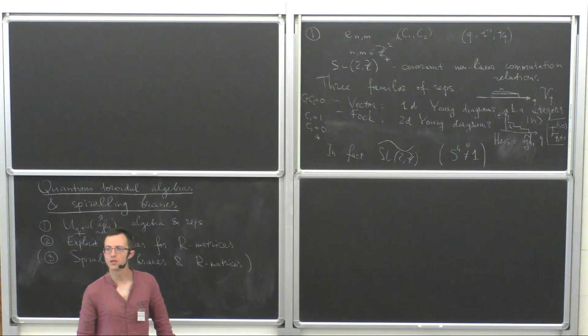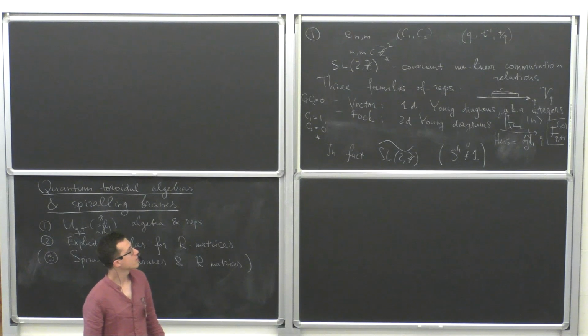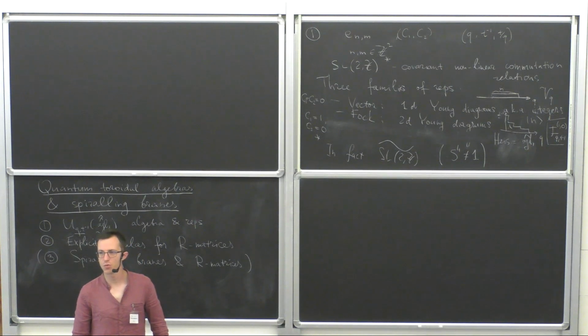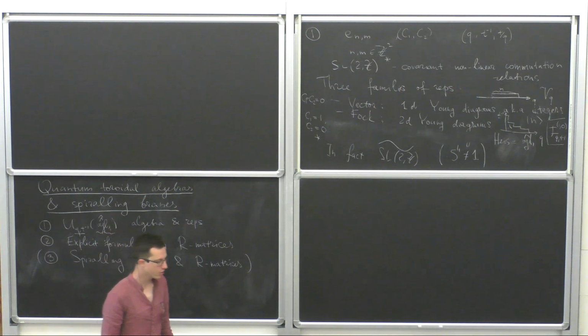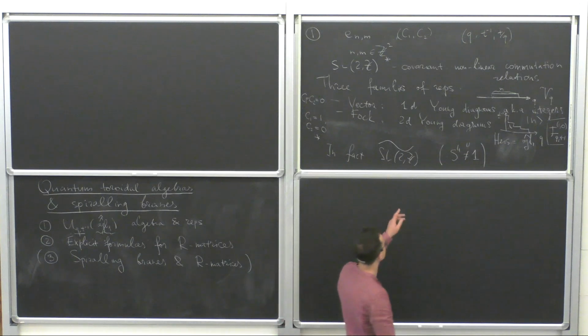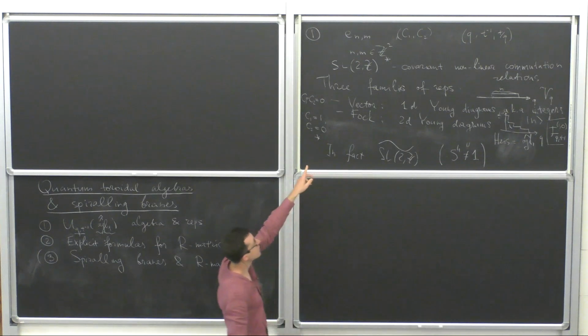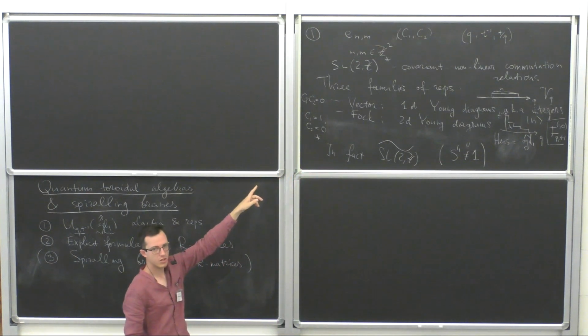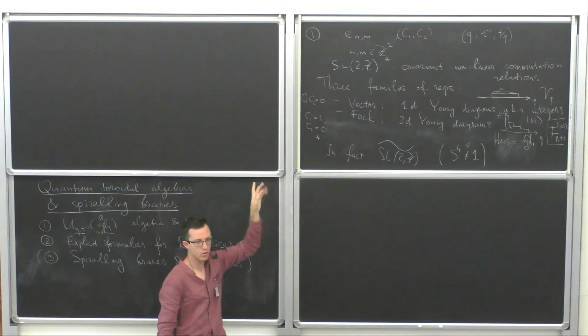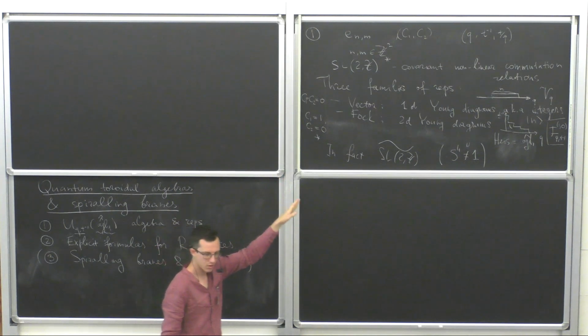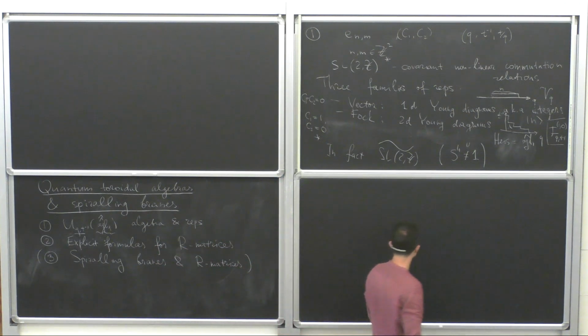Doesn't act, sorry? It acts simultaneously on N and M and C1 and C2. I'm sorry, I missed that point. Thank you very much. So SL2(Z) acts on N and M as a doublet and on C1 and C2 also as a doublet. So that's the key point.